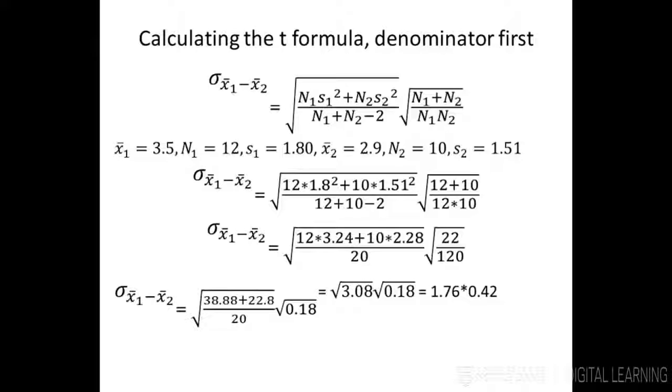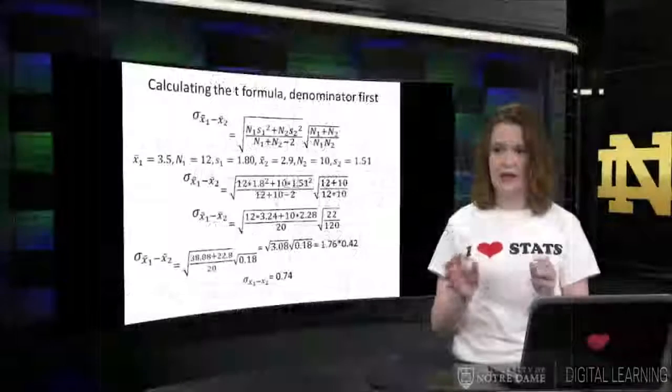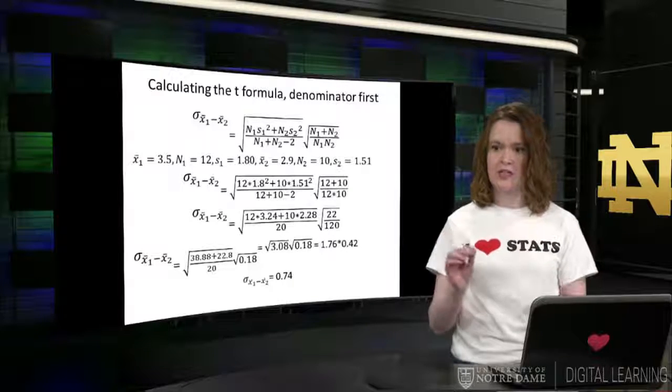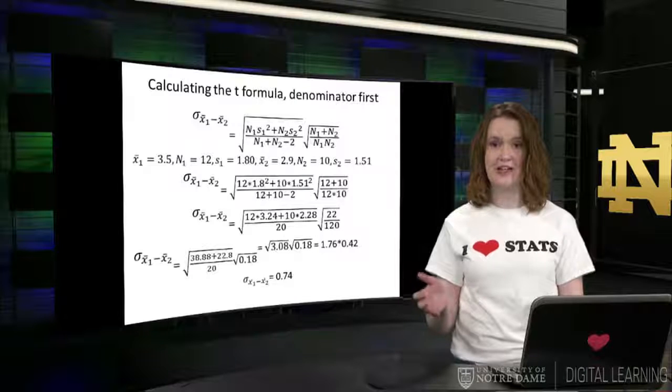You plug everything in, simplify everything, and our sigma value is 0.74. Take a minute if you need to, pause if you want to, and see if you can follow what happened here. We plug the numbers in, and then the next two lines are just doing the math. Make sure you understand exactly how that went, because you're going to do this on your own, and you want to make sure that you understand the steps. But we did it. We have the sigma value.